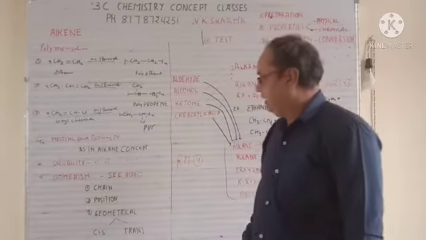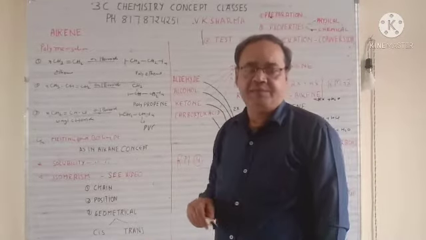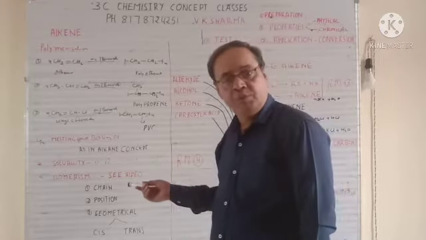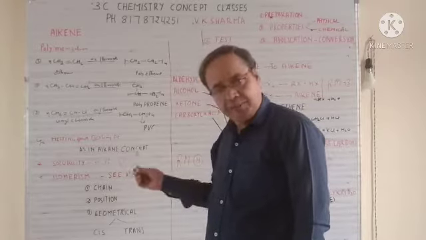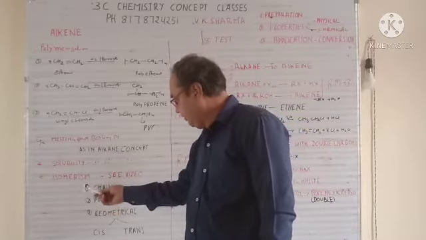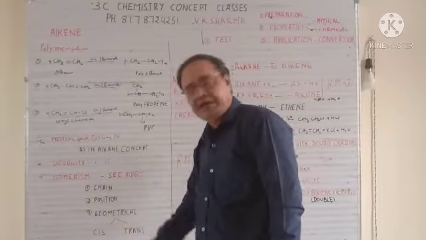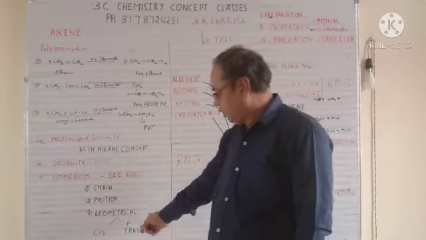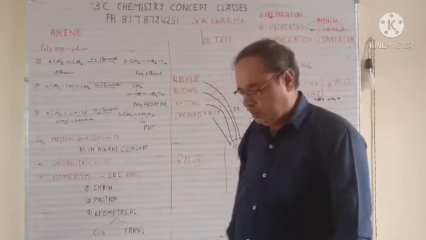The next property of the alkene is isomerism. I have made a separate chapter for this. Right now I am telling you, for the detail you can look into my chapter of isomerism. Alkene shows chain, position, and geometrical, three types of isomerism. And geometrical has two parts, cis and trans. So it shows three types of isomerism.